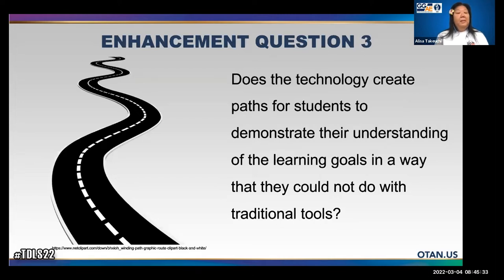Question three, does the technology create paths for students to demonstrate their understanding of the learning goals in a way that they could not do with traditional tools? By giving students a choice in how they demonstrate their learning, instructors are empowering students to be self-confident. This, in turn, ensures students will learn more at an accelerated rate. The cookie-cutter method of instruction does not always work for all students.